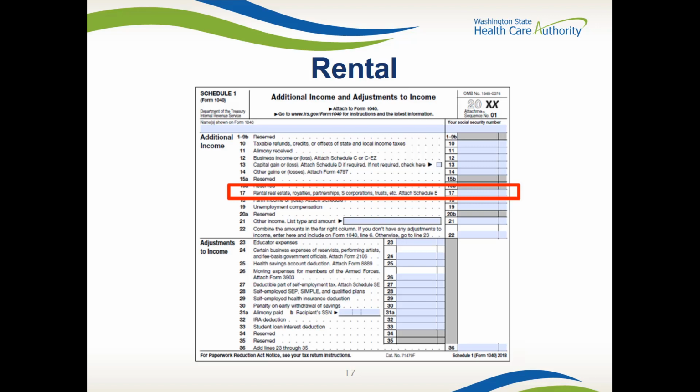Rental income is filed on a Schedule E of the tax return and reported on line 17 of Schedule 1, 1040 form. Some forms of royalty income are also reported similar to rental income on the same form.